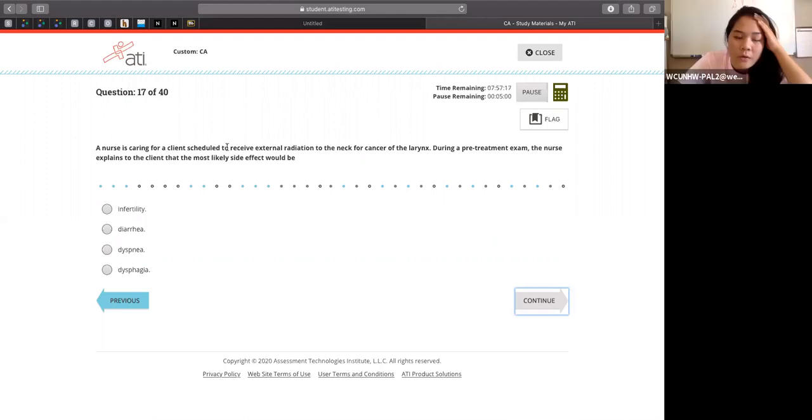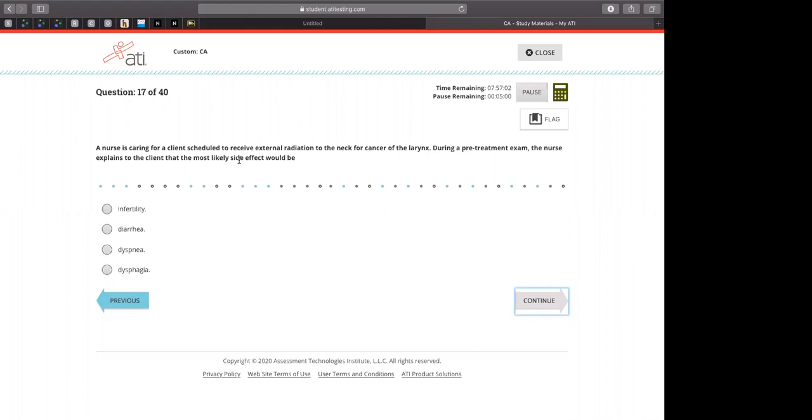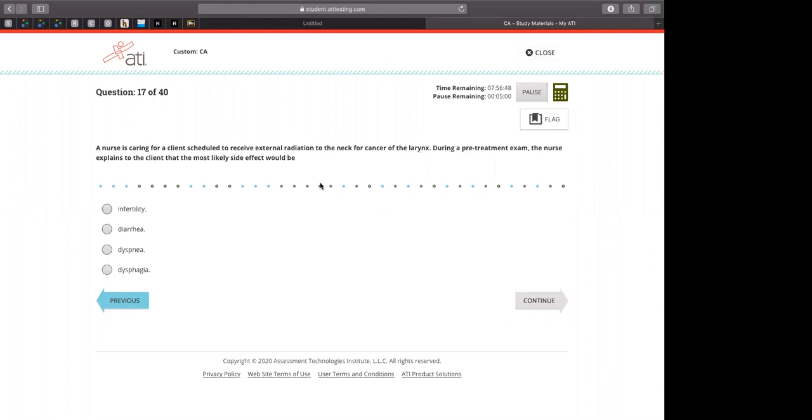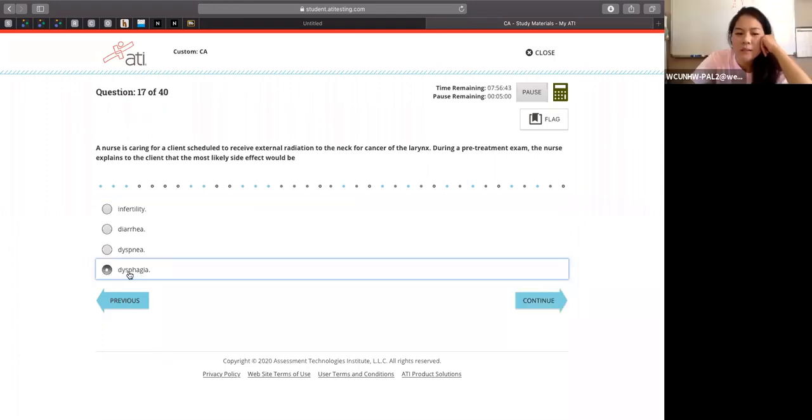A nurse is caring for a client scheduled to receive external radiation to the neck for cancer of the larynx. During a pre-treatment exam, the nurse explained to the client that the most likely side effect would be infertility, diarrhea, dyspnea, or dysphagia. So cancer of the neck. It's going to be dysphagia.